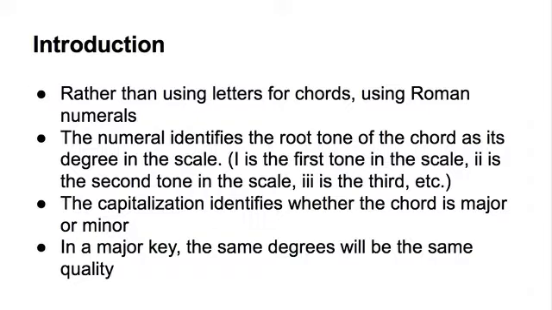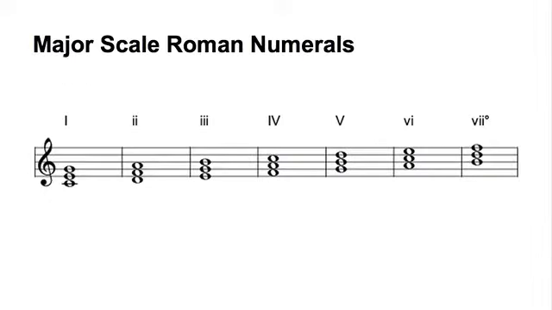And then in a major key, the same degrees are always going to be the same quality. A picture is worth 1,000 words. This is in the key of C, but if you did this in G or F or what have you, 1, 4, and 5 are always going to be major chords. So looking at this, C, E, and G is a major chord, F, A, and C is a major chord, G, B, and D is a major chord.